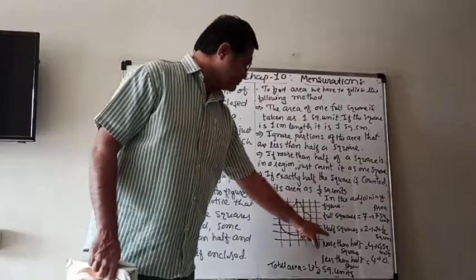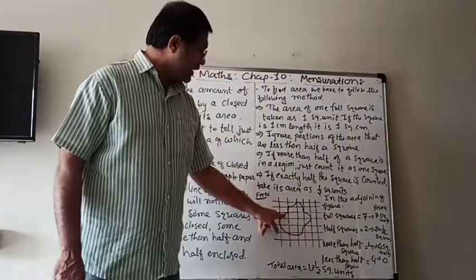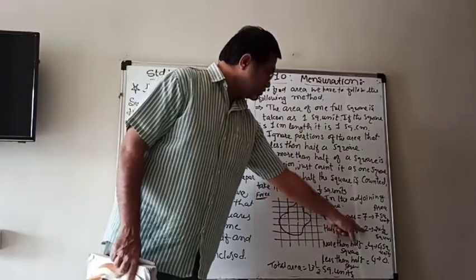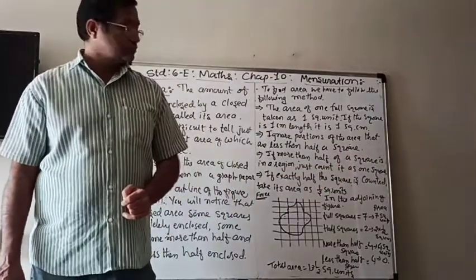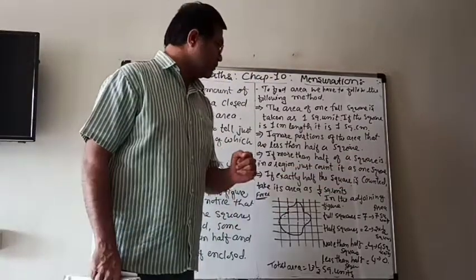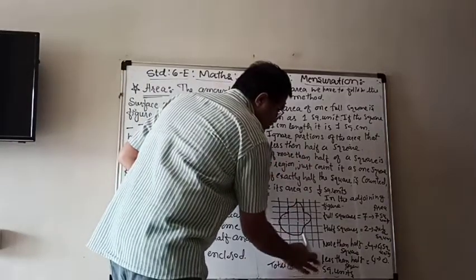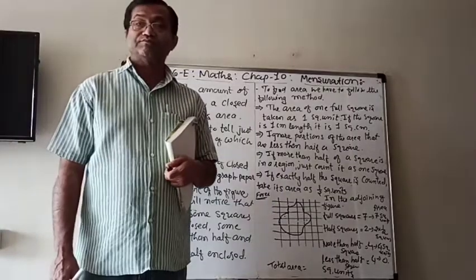Then half squares. You can see that 1 and 2, they are half squares. So half squares are 2. So its area is 2 multiplied by 1 by 2. That will be some square units. Finally, we will find the total square units.